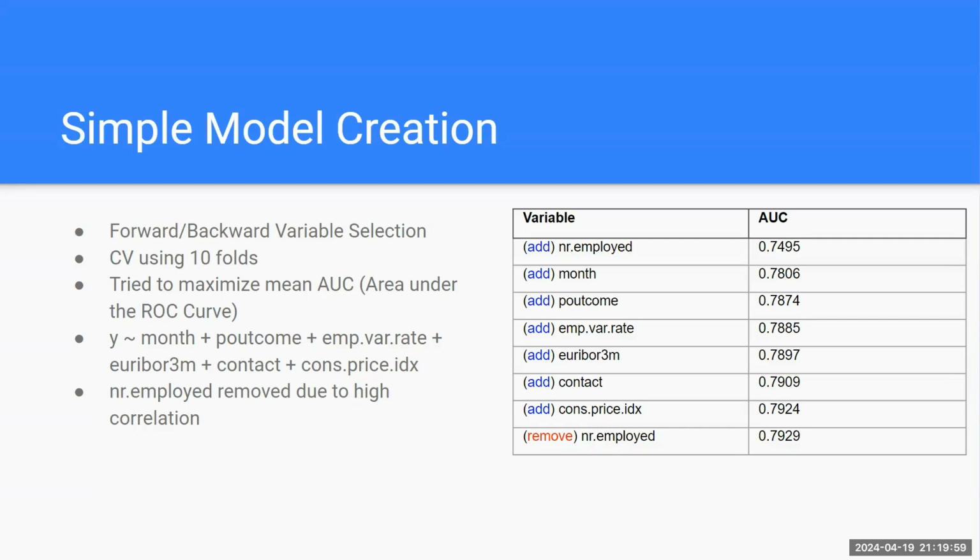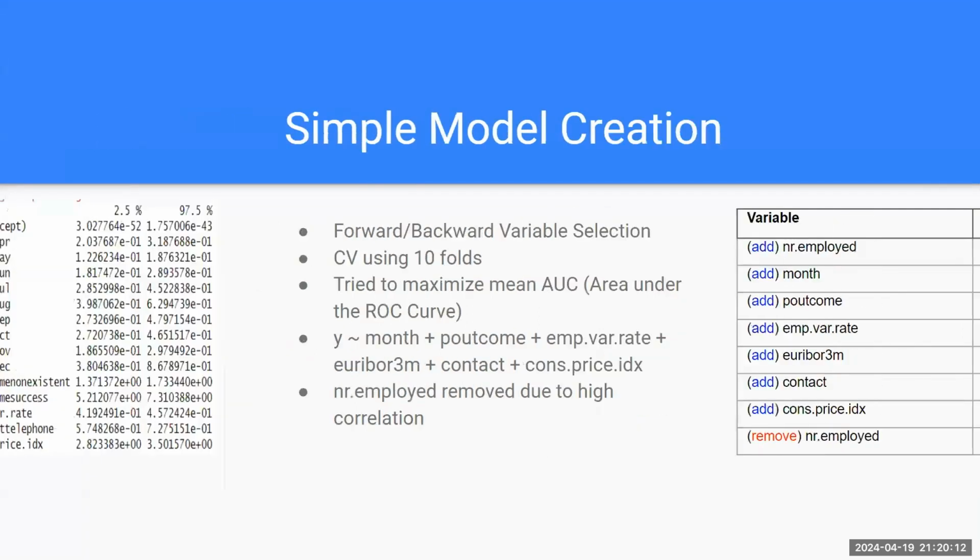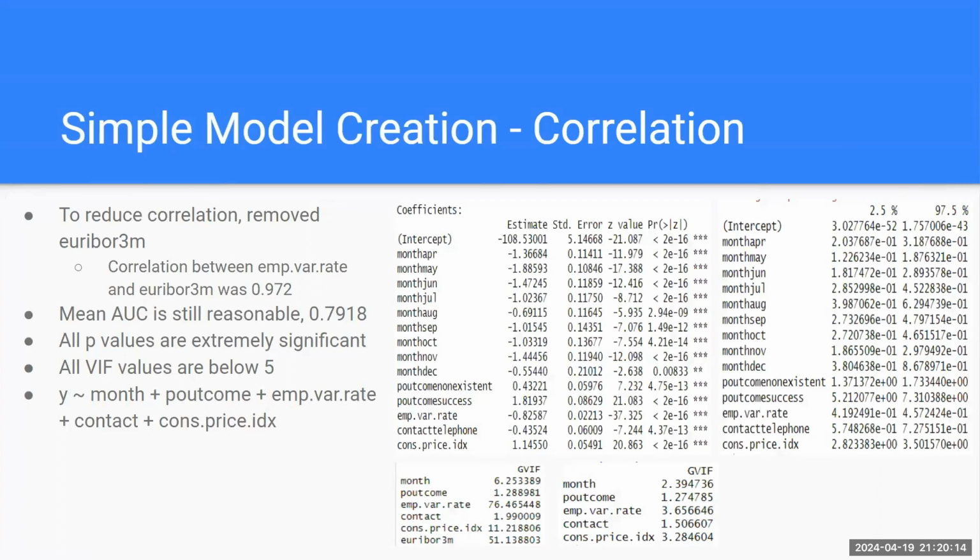As a note, one of the variables was removed, and that was the number of employed. It was likely removed due to its high correlation with the other socioeconomic variables already chosen for the model as well. But when we looked at the VIF scores, we saw there was still high correlation between particularly employee variation rate and the Euribor metric.